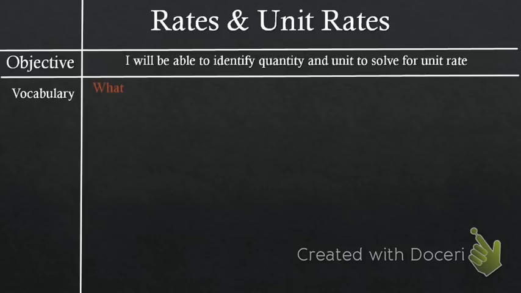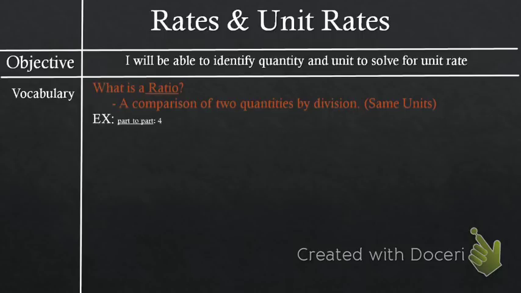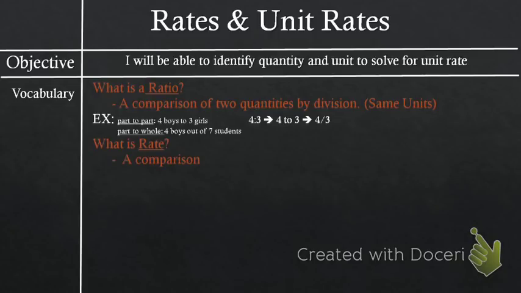Alright, vocabulary. What is a ratio? A comparison of two quantities by division. These will have the same units. For example, you can have part to part, where it's 4 boys to 3 girls, so your same units are the people. You can write it as 4:3, or as a fraction 4/3. There's also part to whole. If you think about it, 4 boys out of 7 students. It's like part to total if you think of fractions.